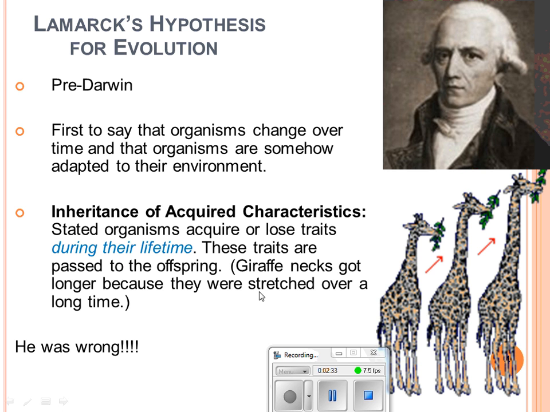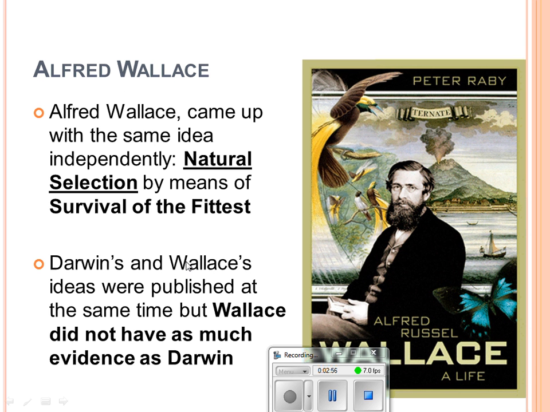And he was wrong. And we know he was wrong because genes and genetics actually prove that he was wrong. DNA proves this, that people don't acquire characteristics and pass those on. It really is all about your DNA. But again, the reason why we talk about him is because he was the first. Alfred Wallace came up a short time later, and he came up with the term survival of the fittest, which we will get to in just a minute. He didn't have as much evidence. He was just suggesting things. It was Darwin that we really kind of look at here.